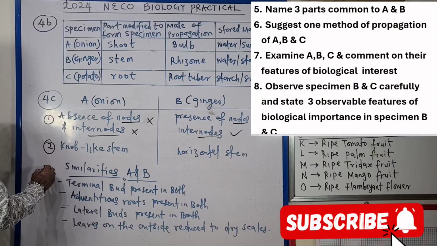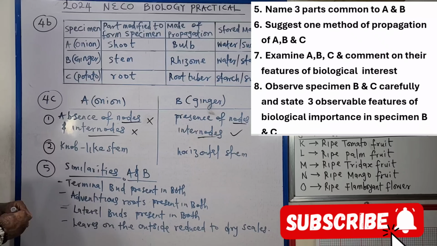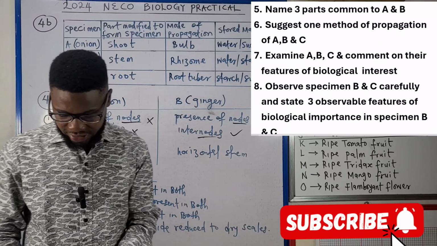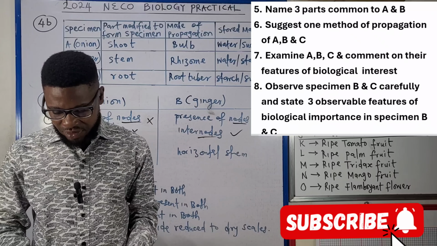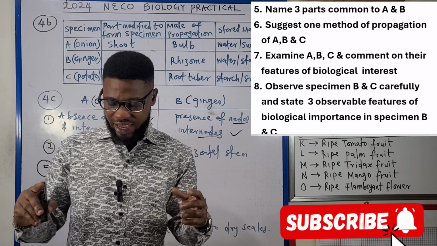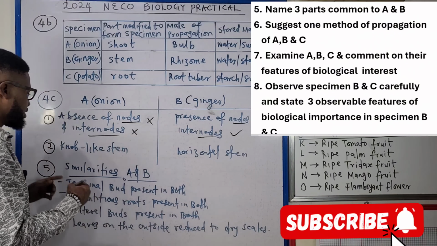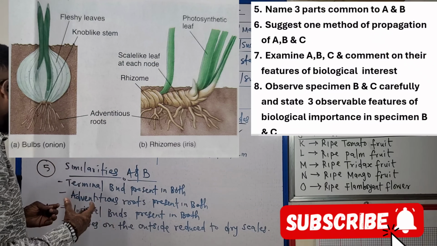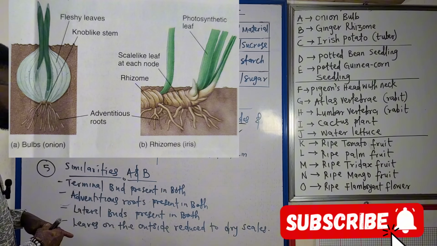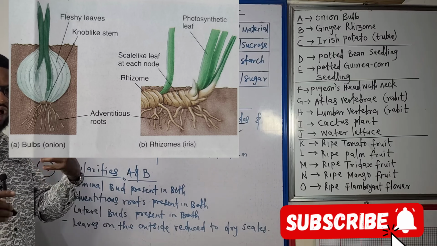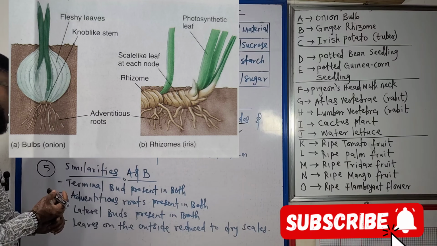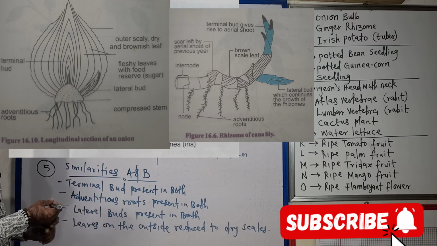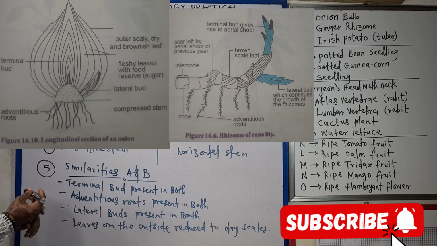Moving on to question 5 now. We were told to state similarities between A and B. Look at it. The way they put it is: name the 3 parts common to A and B. So the 3 parts common to A and B is like saying the similarities between A and B. Terminal bud present in both. That's why the diagram is displaying on your screen. Adventitious root present in both. Lateral buds present in both.